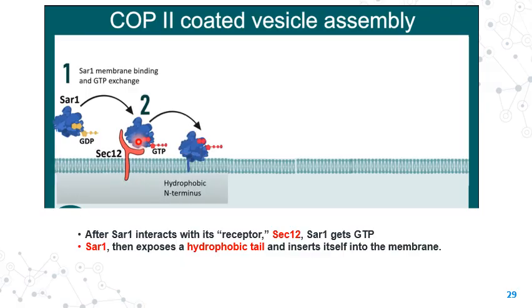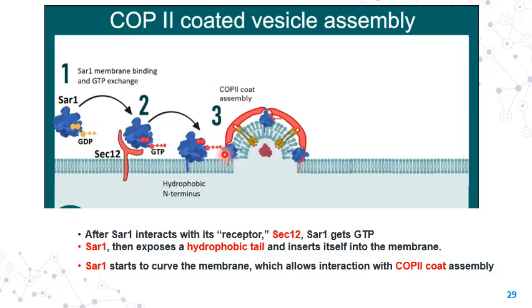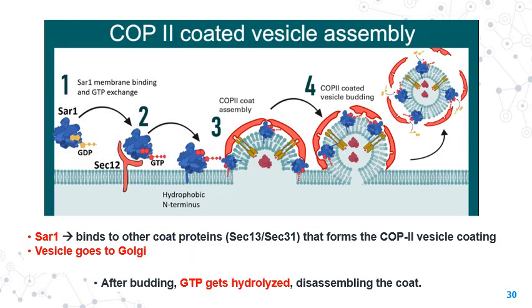Now, what is going to happen over here? Here is your Sec protein. The tail gets inserted into the membrane, and something is supposed to happen over here. This SAR1 starts to curve the membrane, and curving the membrane is going to allow more interactions of SAR with the adapter protein that is going to start to make up the bubble, just like you have seen with the clathrin. Let me see if I have a better picture of that.